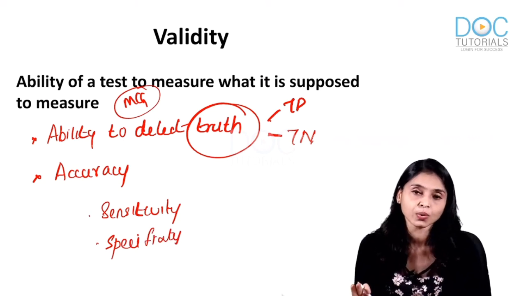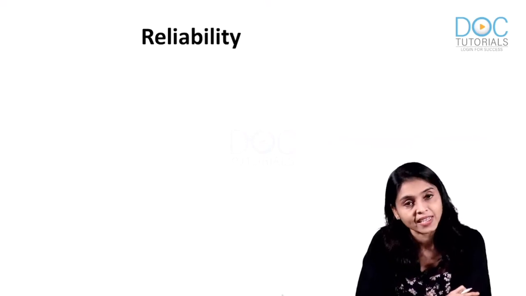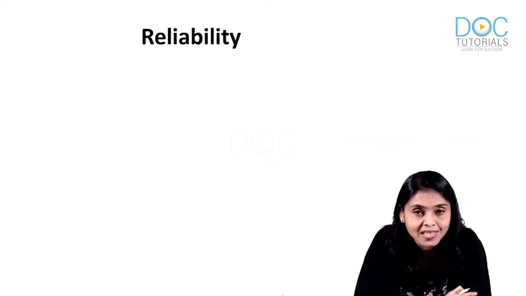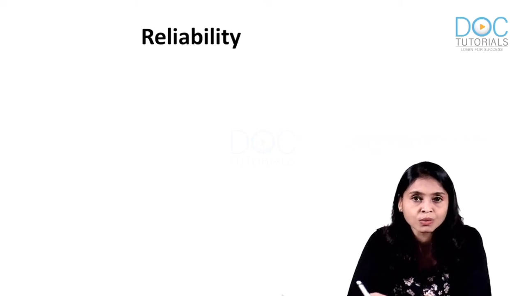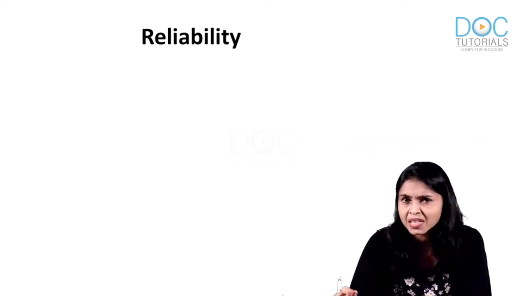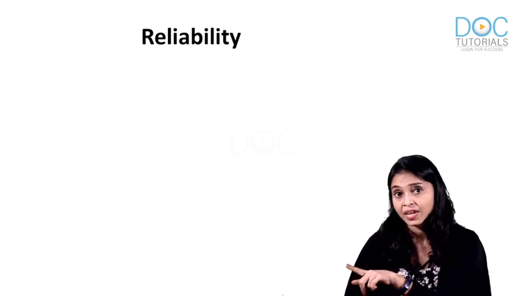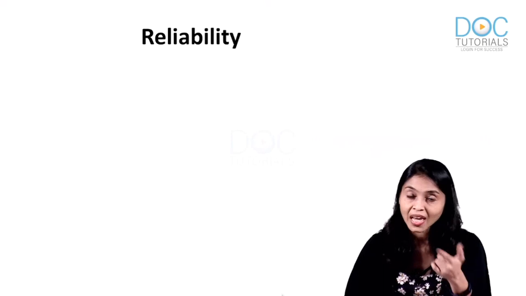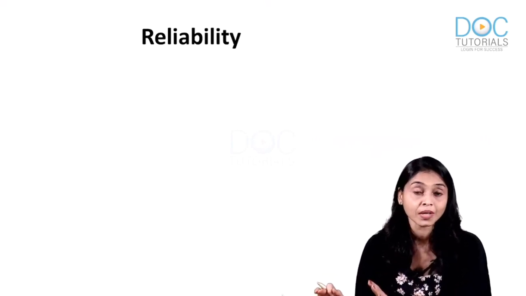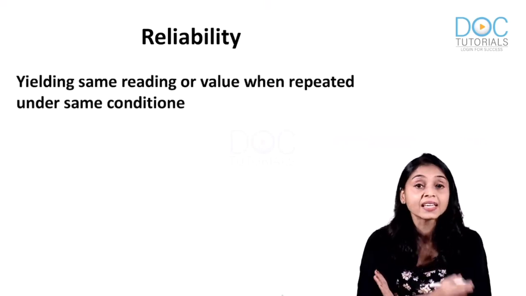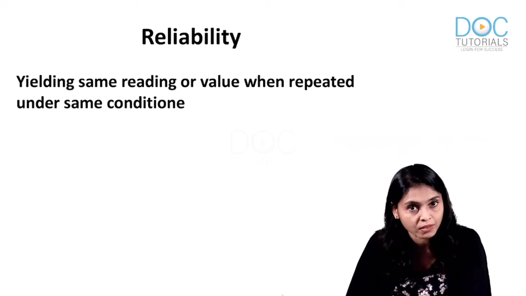Each of this is an MCQ. Hope you are with me. Okay. Moving on to the next. Reliability of a test. Now, what is reliability? See, that is something that we usually use in our conversation. Is that person reliable? That means, will he always remain like this, or is there a chance that he may change his words after some time? Okay, so reliability means the same all the time. Okay, and the definition is yielding same reading or value when repeated under same condition.